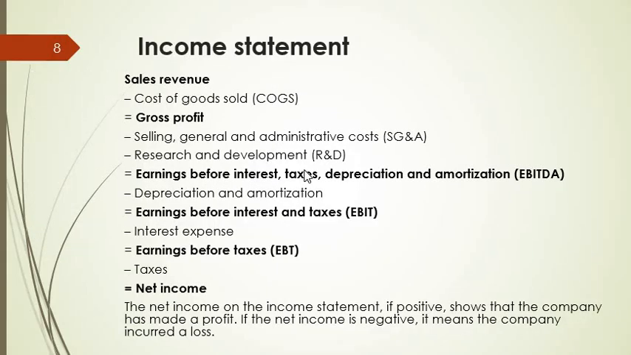This is again a summary of income statement heads. Sales revenue deducted by cost of goods sold gives us gross profit. Then all the general administrative expenses, depreciation and amortization are deducted, and we get the earnings before interest and taxes. Then interest is deducted, giving earnings before taxes, and then taxes are deducted, and we get the net income. Net income on the income statement, if positive, shows that the company has made a profit. And if the net income is negative, it means the company incurred a loss.